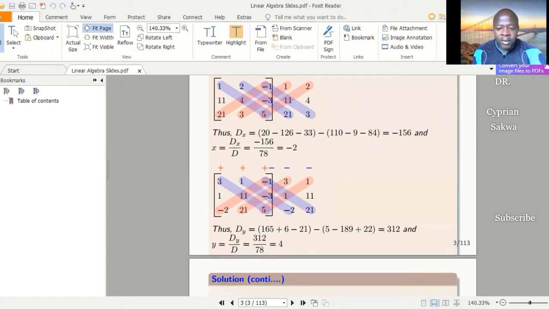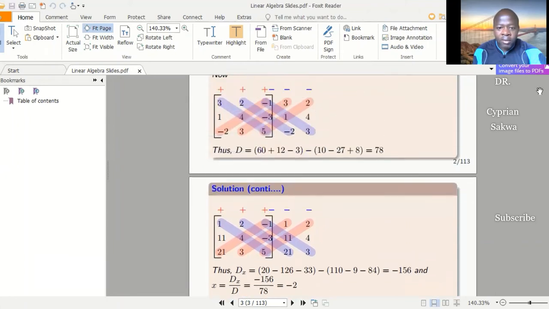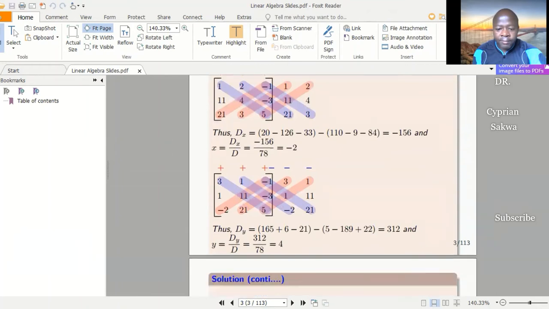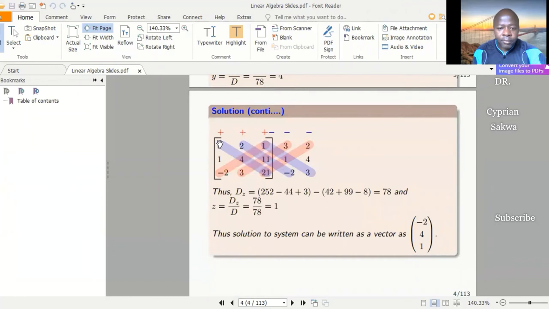So I do the same to get z. I come back, there was a dz here. This matrix, I want to get this determinant, dz. So I come here. This is the matrix dz. Take the first two columns and add them here. And do what you've been doing, multiply along the blue diagonals. As you add the results, you get 252 minus 44 plus 3. Then multiply along the red diagonals, you get 42 plus 99 minus 8. Now, this first bracket minus the second bracket, the answer is 78. So z is dz over d, which is 78 over 78. That gives us 1. So we now have the values of x, y, and z.